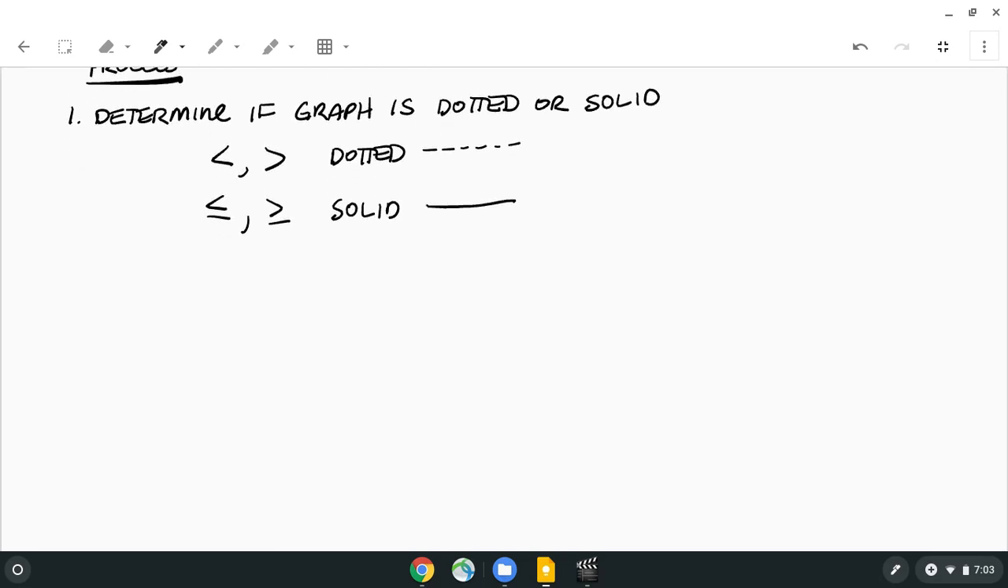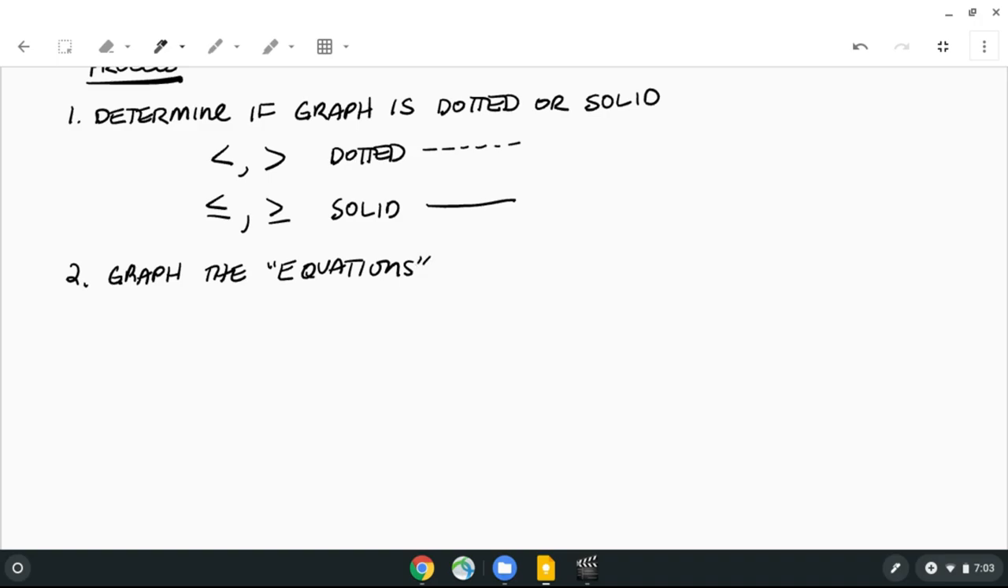The second thing, once you know whether it's dotted or solid, is to go ahead and graph the "equation." I put this in quotations because you don't have an equation, you have an inequality. But you graph the equation part, so the circular part, or the line part, or the parabola. The inequality part happens with the shading. So we graph the equation first, and then you choose a test point.